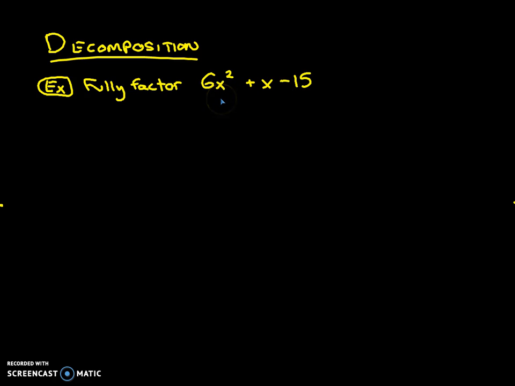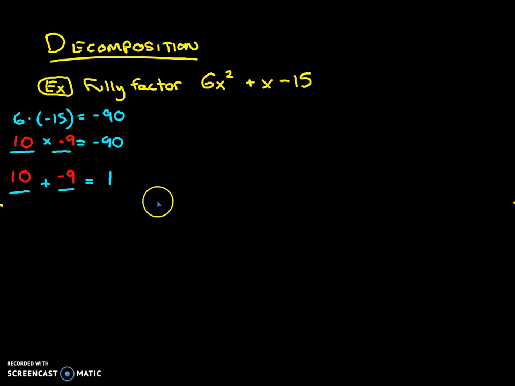Now, the first thing I'm going to do is a 6 times negative 15. That's going to give me negative 90. Now, that tells me I'm going to need two numbers to multiply to give me negative 90 and add up to 1. So think a second for those numbers. You should get 10 and negative 9.